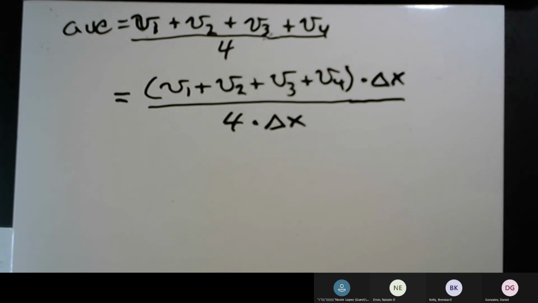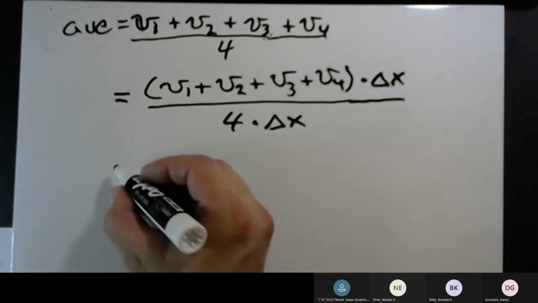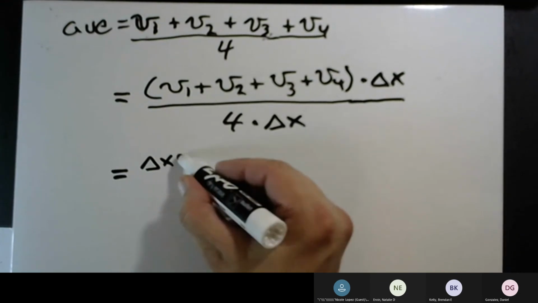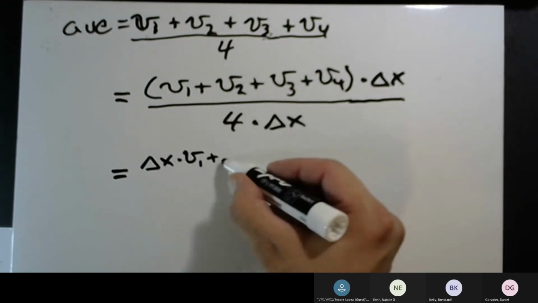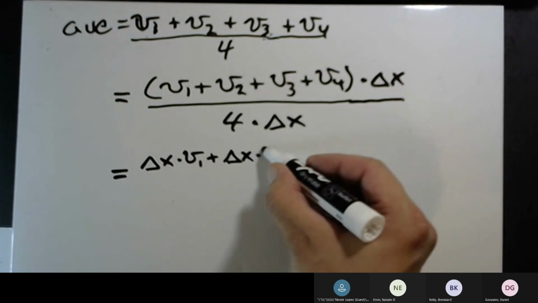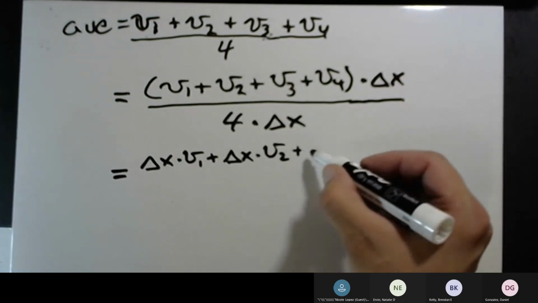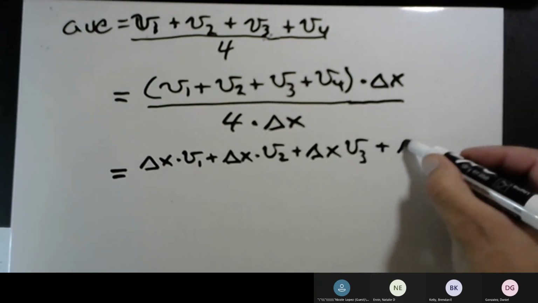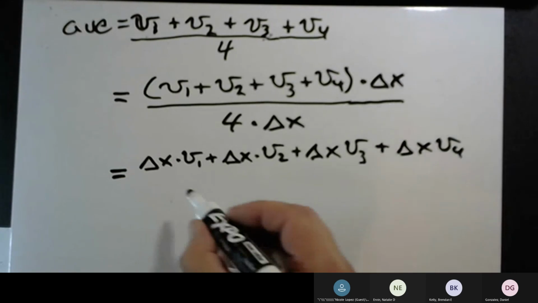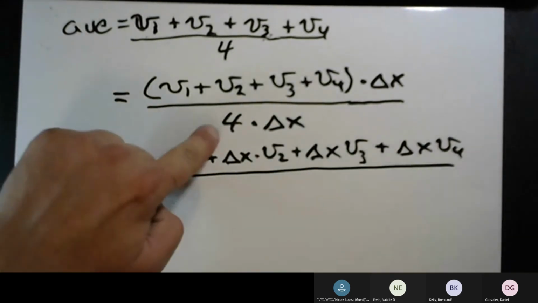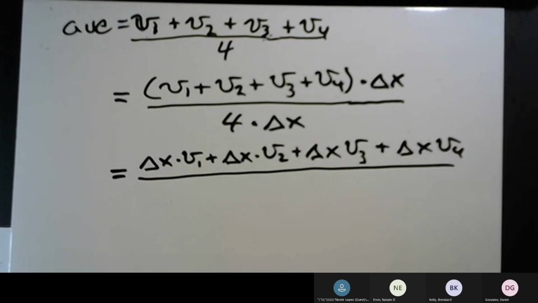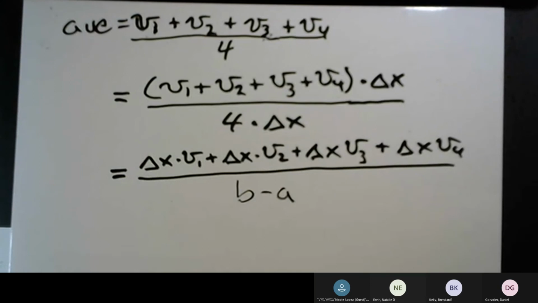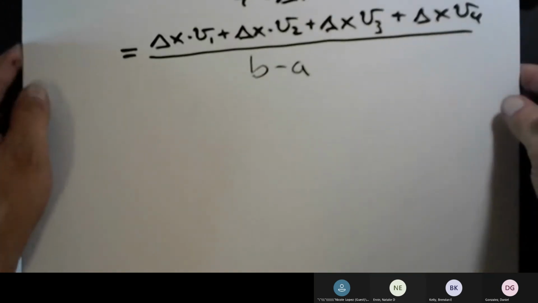And so if we distribute, we'll get delta x times V1 plus delta x times V2 plus delta x times V3 plus delta x times V4. And this 4 times delta x, this is the length of the interval b minus a. So if you want to go back, this would help make a little more sense.